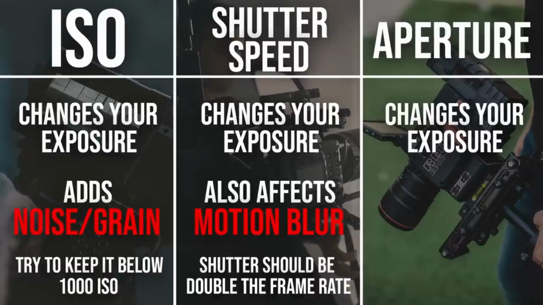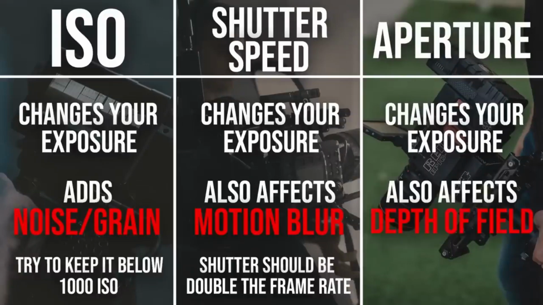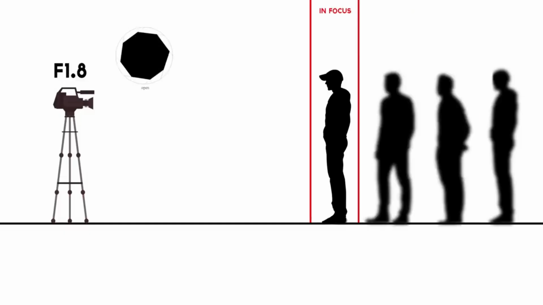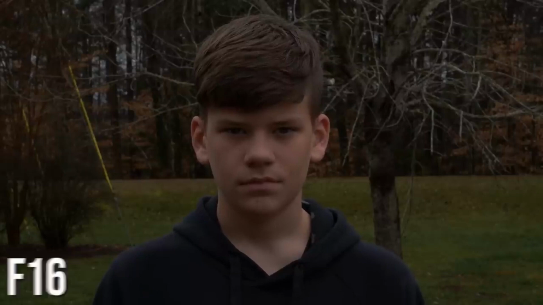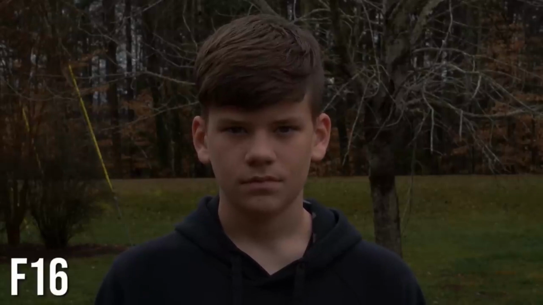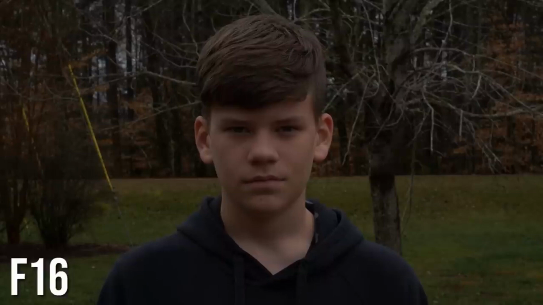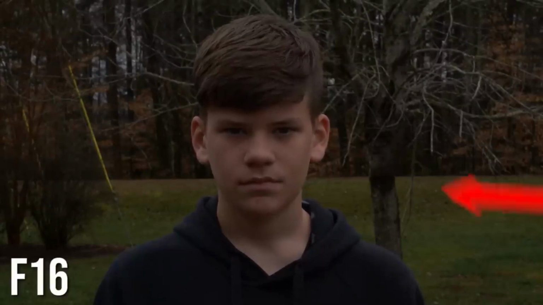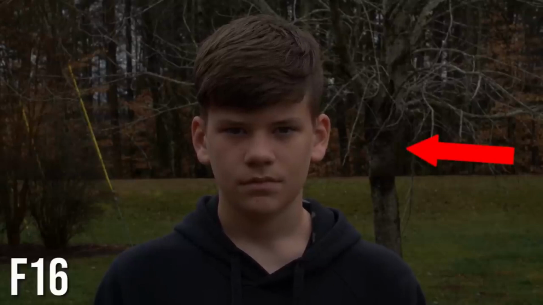And just like with ISO and shutter speed, aperture also affects something else, and that is your depth of field. Now, the depth of field is how blurry the background is. This also means that the amount that is in focus becomes much smaller. So for example, in this shot, I have the aperture at f16, which means that the lens is very closed and doesn't allow much light into the camera. Of course, it's a darker image because I'm not letting a lot of light into the camera, but you can also see that a lot of the background is in focus.